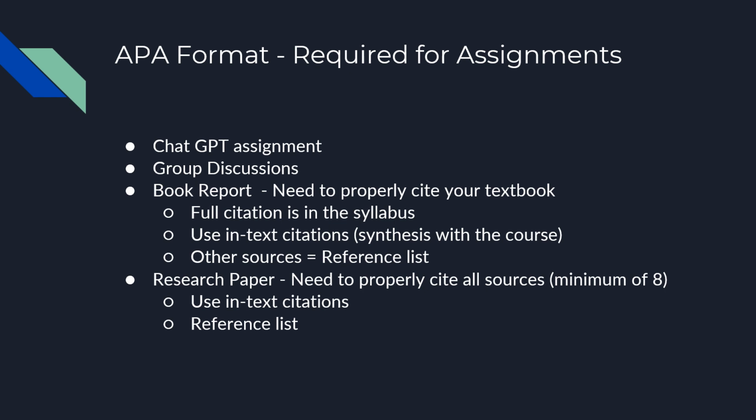You need to use APA format for your book report and your research paper. You need to properly use in-text citations for both of these. And then depending on what you do for the book report, you might need to have a reference list. And for the research paper, you definitely need to have a reference list.